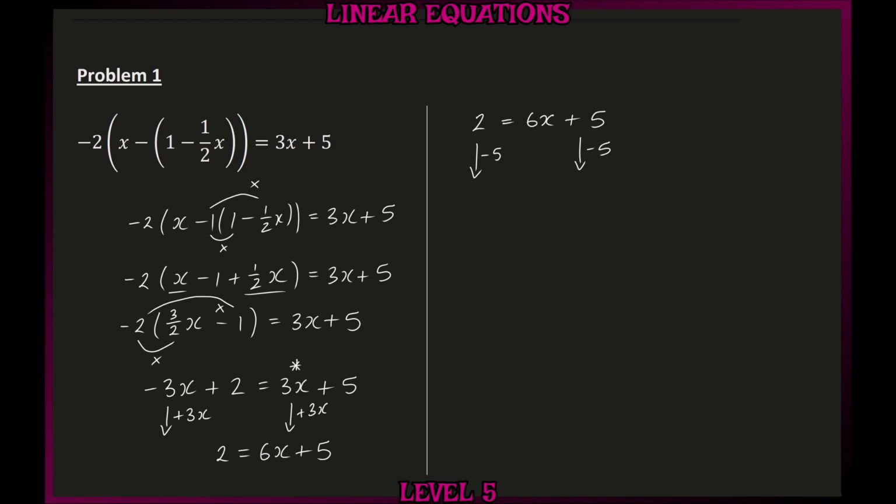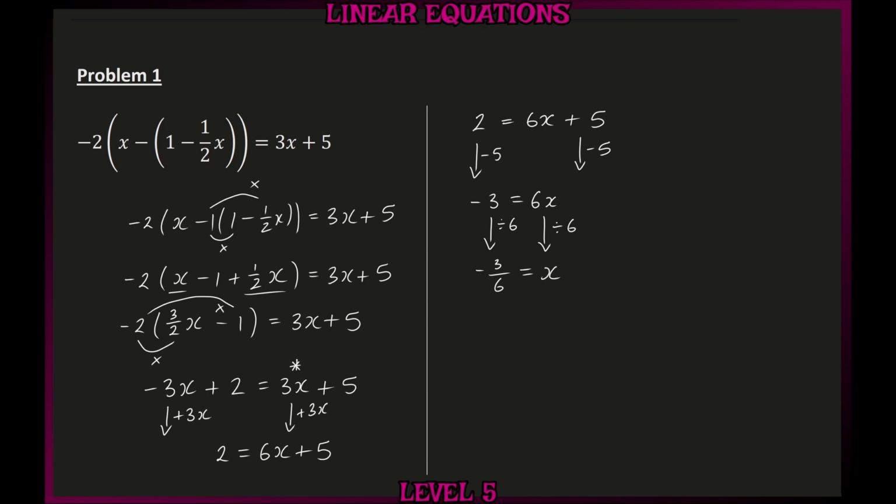Now on the left, 2 minus 5 gives us minus 3, and on the right, the plus 5 and the minus 5 cancel out to leave us with 6x. Finally, to remove the times 6 in front of the x, we can divide by 6 and do exactly the same on the left, and minus 3 divided by 6 can be written as minus 3 over 6, and on the right, the times 6 and the divide by 6 cancel out to just leave us with x.